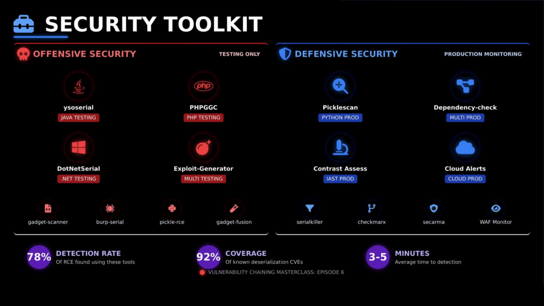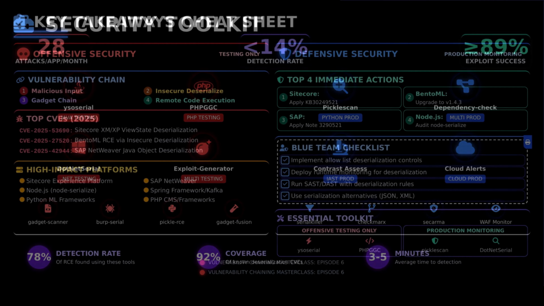Here's the security toolkit. 1. For red teamers, ysoserial, PHPGGC, .NET serial, and exploit generators. 2. For defenders, picklescan, Contrast Assess, dependency check, and cloud alerts. What's more important here is that the offensive tools are for labs only. In production, stick to monitoring and scanning tools. Don't blur the lines.